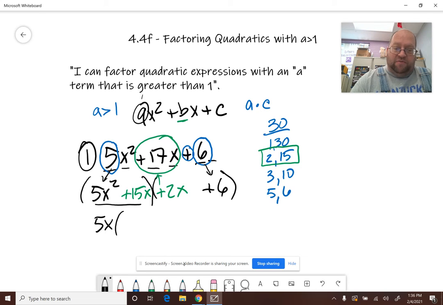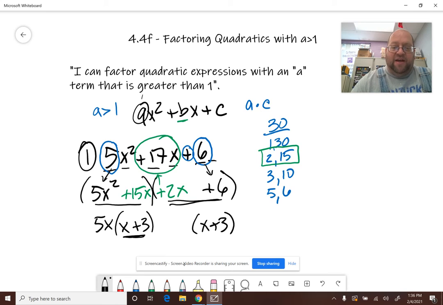Now, again, I'm just focused here. I'm not even focused over here yet. 5x times what will give me 5x squared? Well, I need one more x, right? 5x times what will give me 15x? Well, 5 times 3 makes 15x. Now, remember, from our grouping strategy, what did we do? Whatever term we have here, we're going to repeat it right over here. And now I'm looking at this set of terms and I'm saying, okay, what times x will make 2x? Well, I need to multiply times a positive 2. And positive 2 times x will make 2x. Positive 2 times 3 will make positive 6.